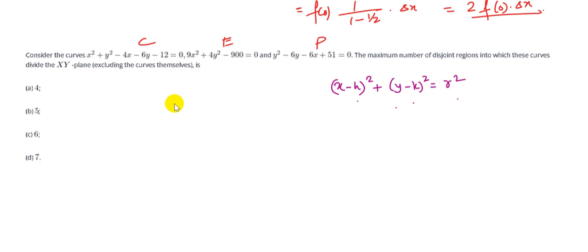So what would be the first? The center will be 1, 3, and radius will be root 2. The first one? Yes.